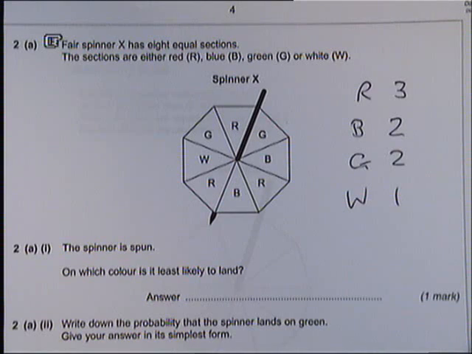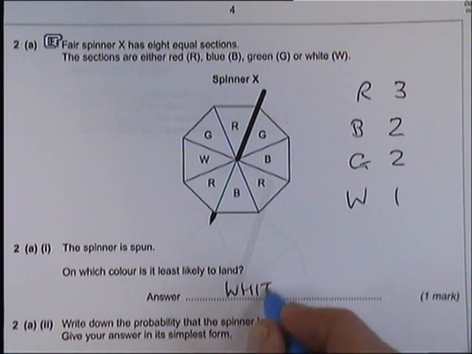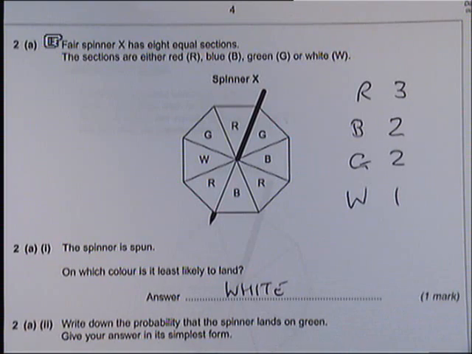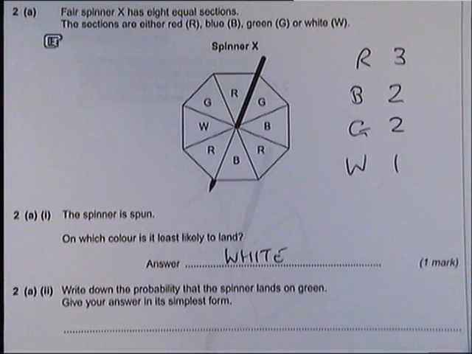On which colour is it least likely to land? Well, the colour that's there the least, it's very clear from our table, is white. So we can write white down as the answer for the first part. It then says write down the probability that the spinner lands on green. Give your answer in its simplest form.